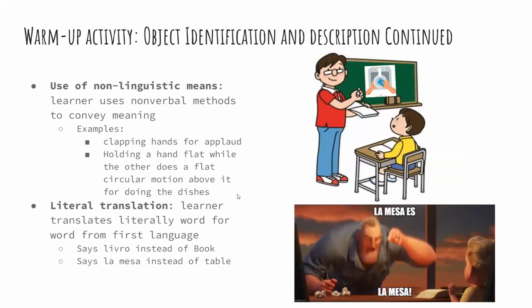They can also use nonverbal ways to describe the item. For example, if you have somebody who's washing dishes, they might have their hand out in front of them and the other hand going around as if they're washing the dishes, knowing that they understand what is being portrayed there and making that connection. They can also do literal translation. So when they're describing it, they might literally translate word for word. So they might say libro instead of book, or say la mesa instead of the table.